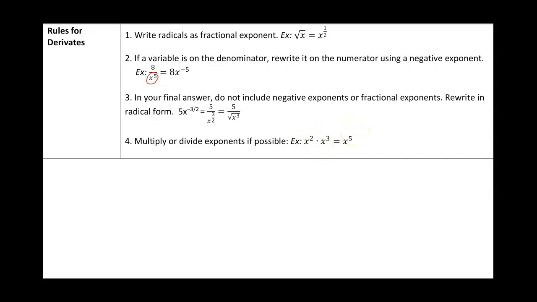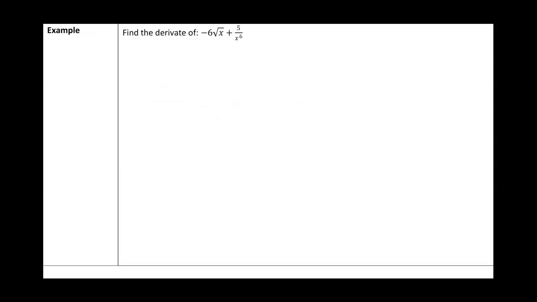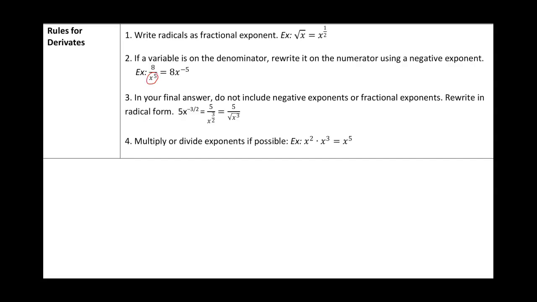Follow the basic rules of exponents. All right, so let's take more examples. We want to find the derivative of negative 6 radical x plus 5x to the 6th. Now let's follow the rules here. Rule 1 says, rewrite any radicals as rational exponents.